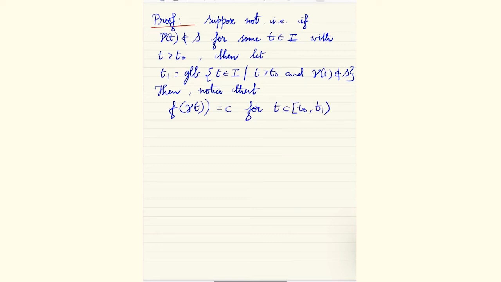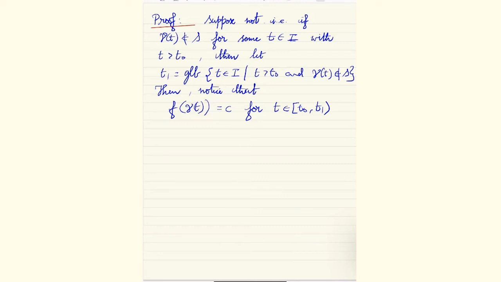Right, so this is by the very choice of T naught and T1. So T naught is on the curve, on the surface. So it certainly is there, but T0 is the lowest, the least, since it's the infimum here. So everything less than that lies on the surface.